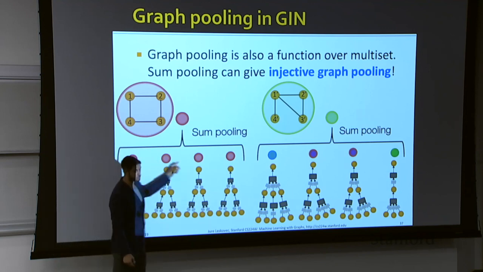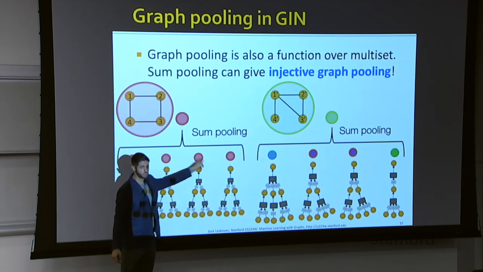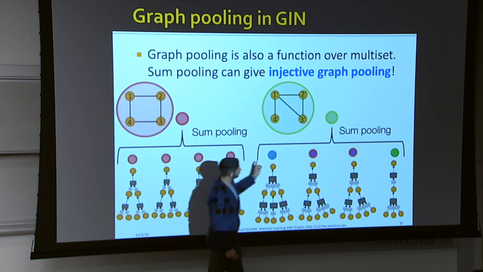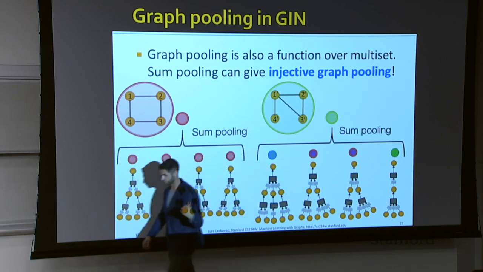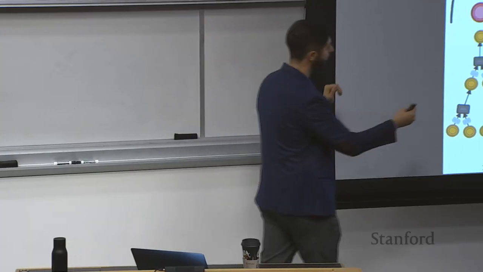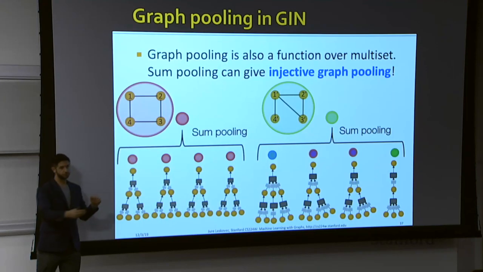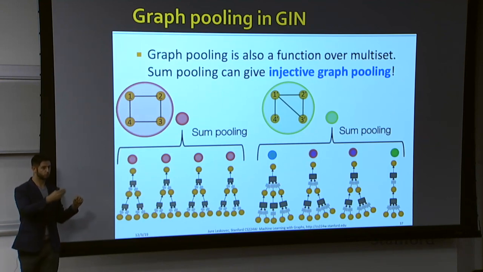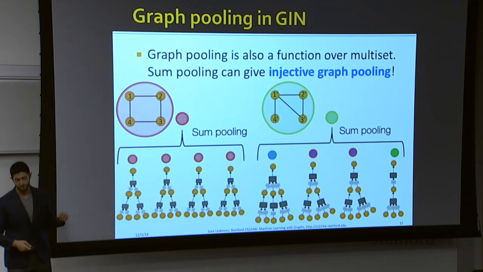We can now sum all the representations of these different nodes. So if we do sum pooling over these different nodes for the second graph, we're going to get different graph representations. So the expectation is that GIN will perform better on the graph classification task compared to what we've seen with GCNs or GraphSAGE.